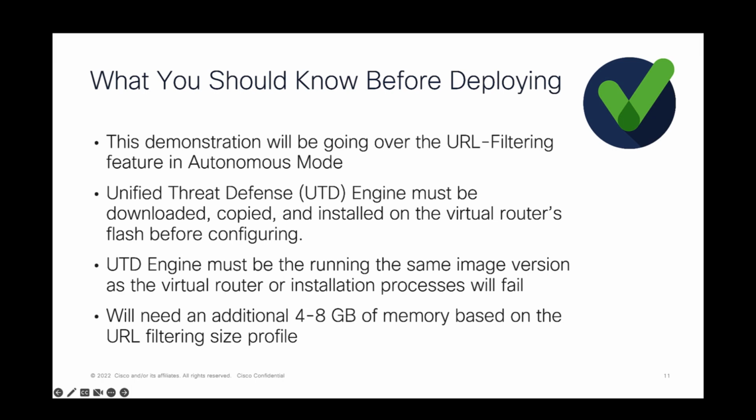As mentioned earlier, you will need an additional 4 to 8 gigs of memory based on the URL filtering size profile. So as mentioned before, URL low requires an additional 4, whereas medium and high will require an additional 8, for a total minimum of 12 gigs of memory for the higher end profiles.